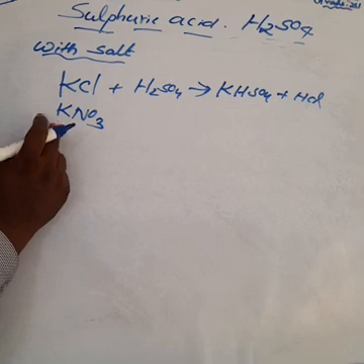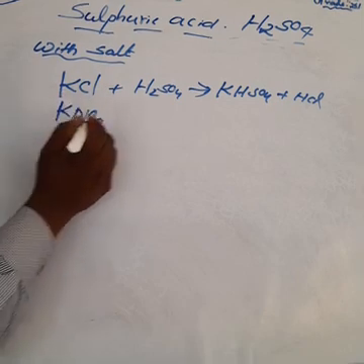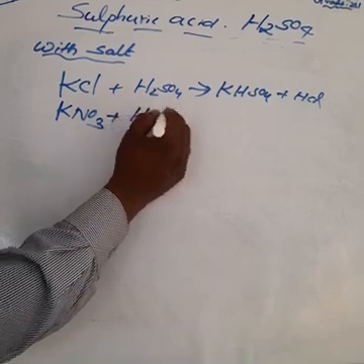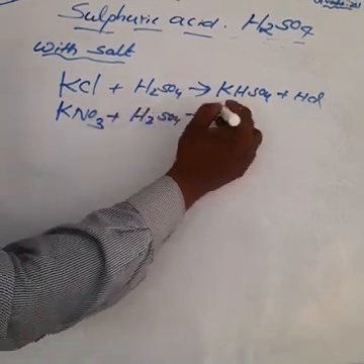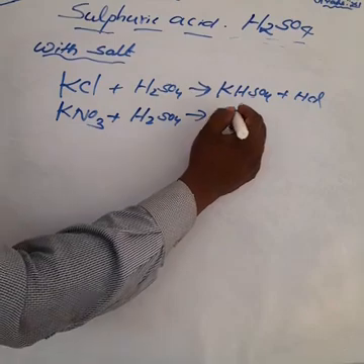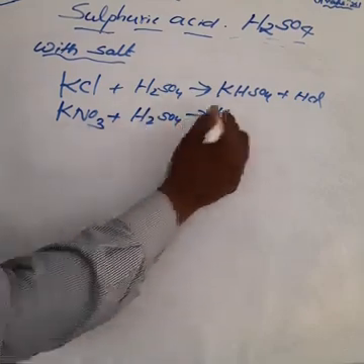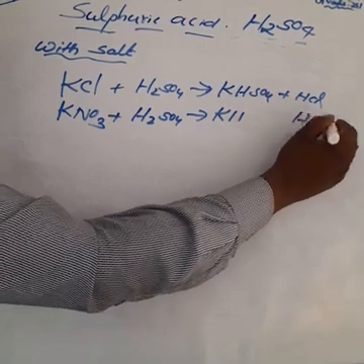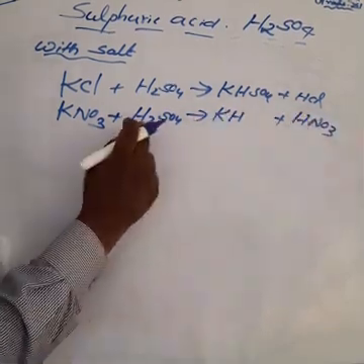Next, another example I am taking, potassium nitrate, that is KNO3, reacts with the sulfuric acid, H2SO4. The hydrogen combines with the NO3, we get nitric acid, HNO3. So what's the remaining product?